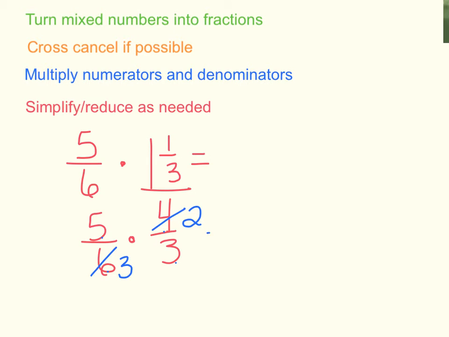Step 3, multiply the numerators and denominators. 5 times 2 is 10. 3 times 3 is 9. Step 4, simplify and reduce as needed. Well, this number is not simplified. It is still a fraction greater than 1. So I turn that into 1 and 1/9. And now I'm done.